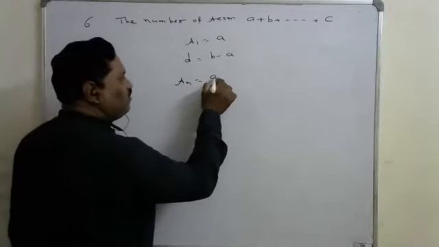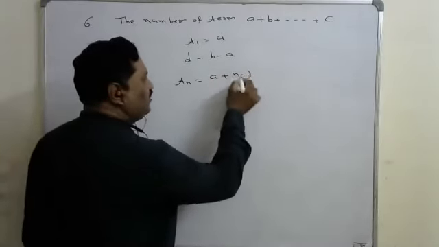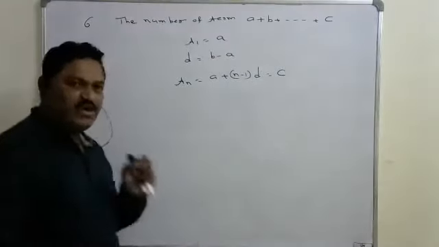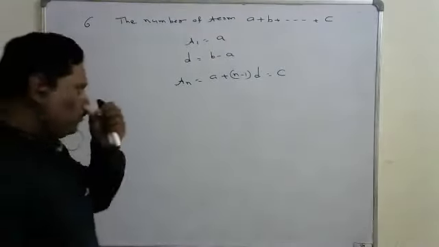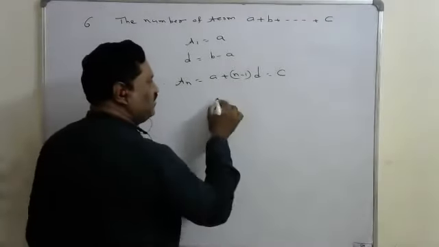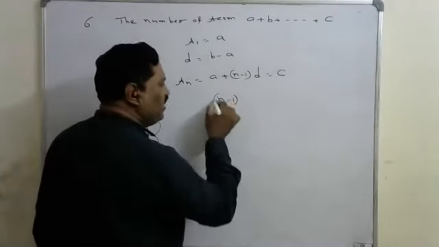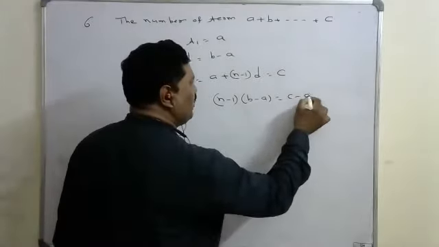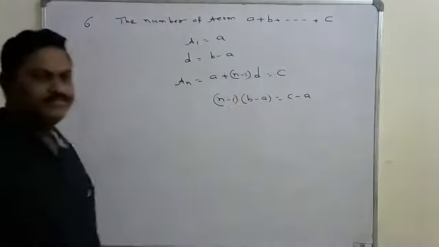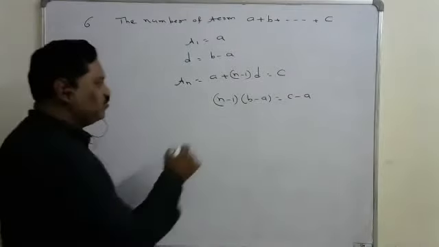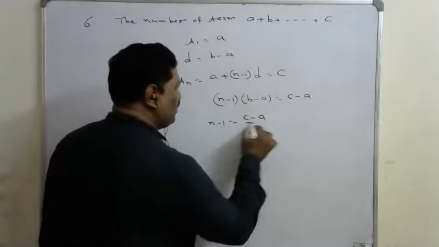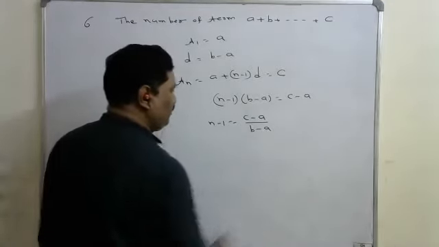The formula for the nth term is A plus n minus 1 into D, which was given as C. From this we have to find the value of n. Send this A to the other side: n minus 1 into D, where D is B minus A, is equal to C minus A. Divide by B minus A on both sides, therefore n minus 1 is equal to C minus A upon B minus A.